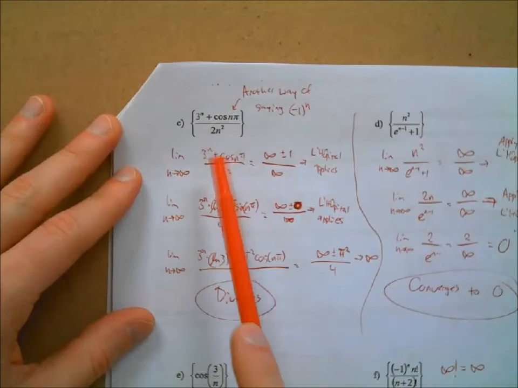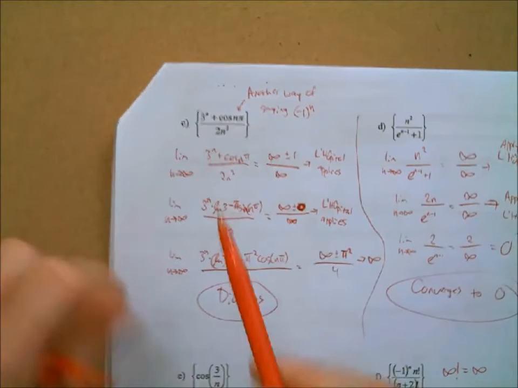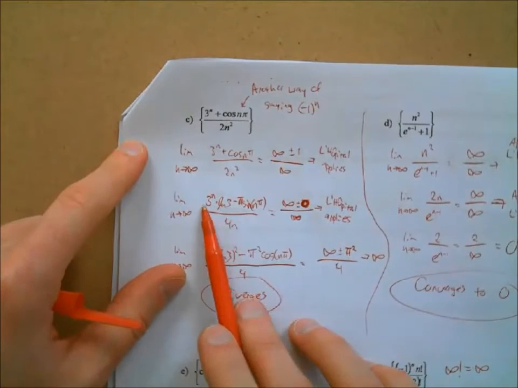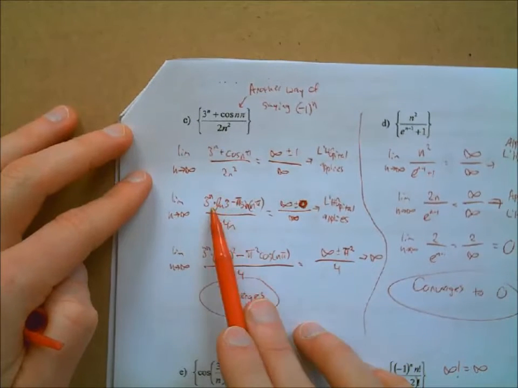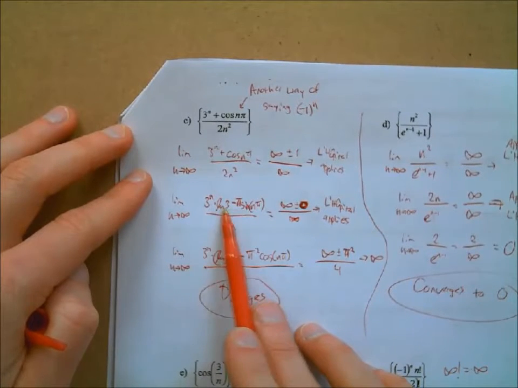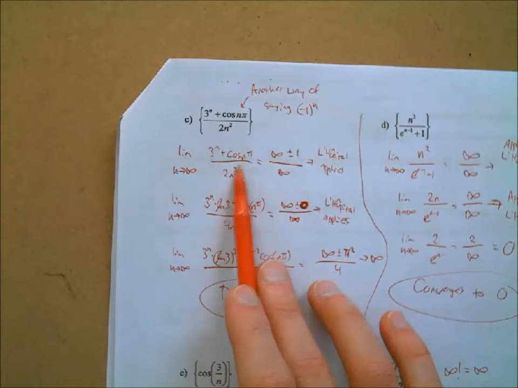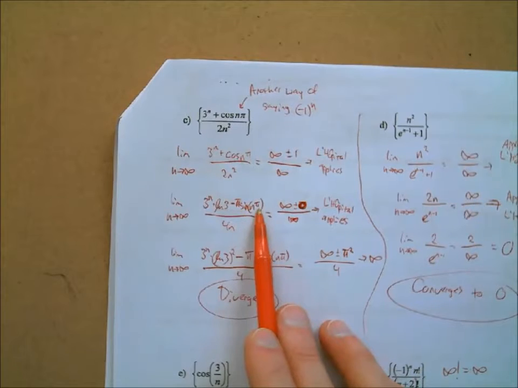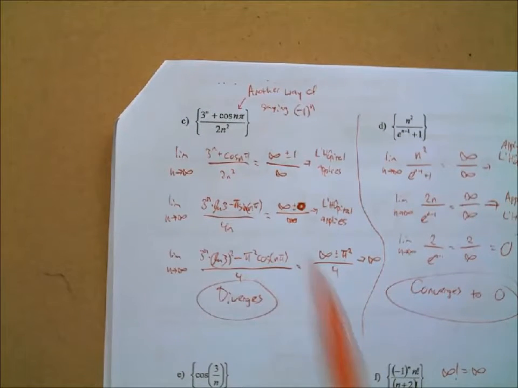Derivative of 3 to the n, that is a rule that we know. We haven't used it a whole lot, but it is a rule that we should know. Derivative of 3 to the n is 3 to the n again, kind of like e to the x, right? But then you multiply by the natural log of your base, natural log of 3 here. Derivative of cosine is negative sine, so negative sine n pi, but then times the derivative of what's inside, so that's why I put the pi in front there. Derivative of 2n squared is 4n. Again, n approaches infinity, n approaches infinity.